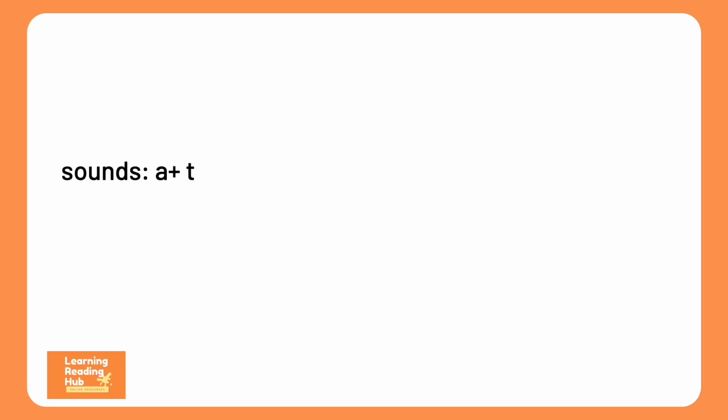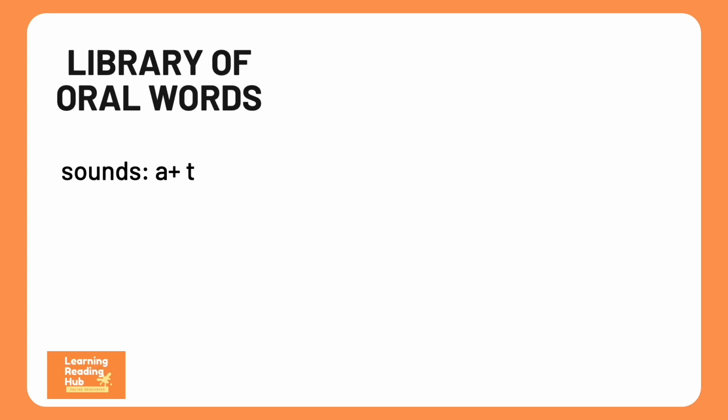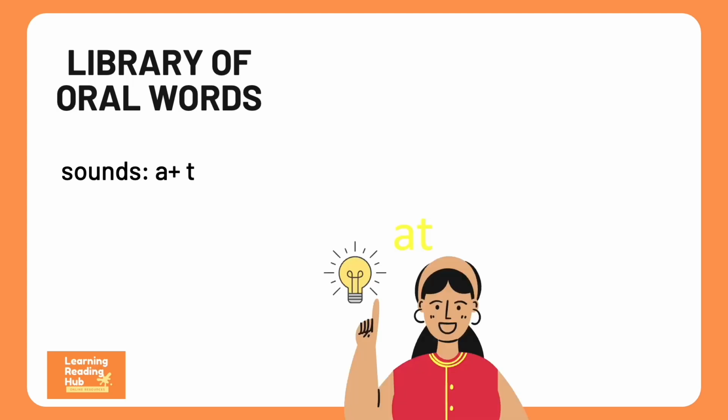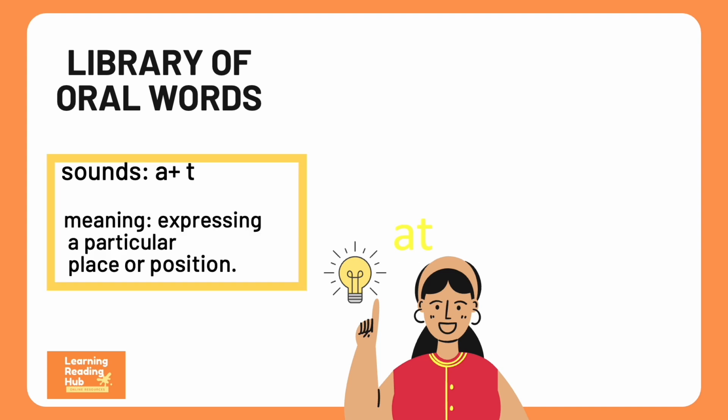The word "at", as we have just seen, is formed by the individual sounds "a" and "t". This specific string of sounds in that specific order, or word, is added to our library of oral words, so we are able to recognize the word "at" and its meaning as soon as we hear it. This is the mental shortcut or trick that we take to process the information really quickly.